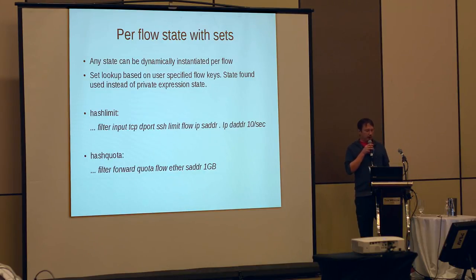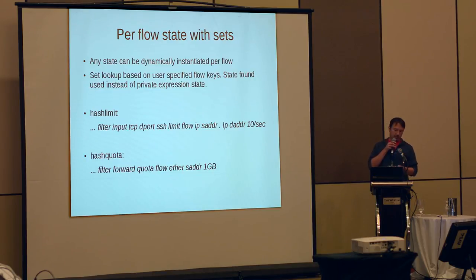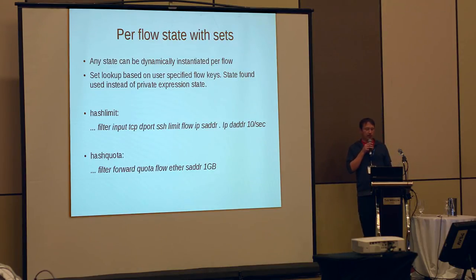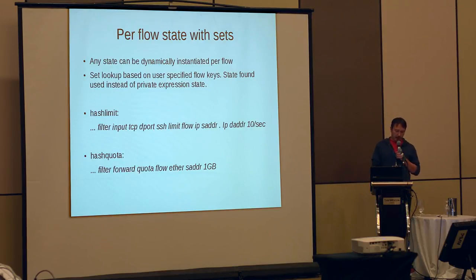So what we can do at that point, I already mentioned it, we can implement hash limit by simply using the regular limit match and stating I want to keep state per flow, in this case using the flow as defined by IP source address and IP destination address. Or, in this case, the hash quota would be for Ethernet source address, basically what your mobile provider is doing for your data rate. You say, I want a quota of 1 gigabyte for every MAC address I see. And all this doesn't need any changes to the expressions, which can suddenly handle flow states.